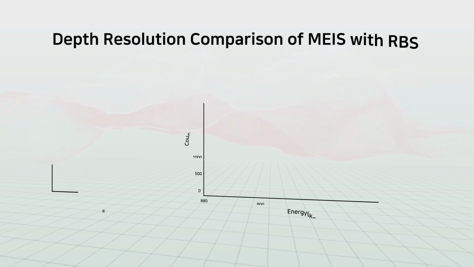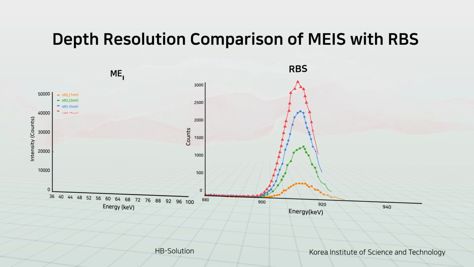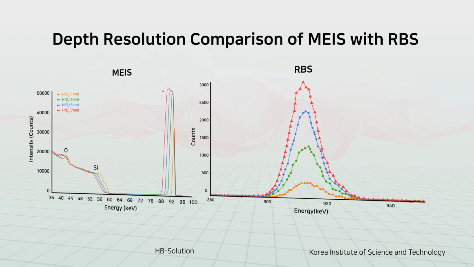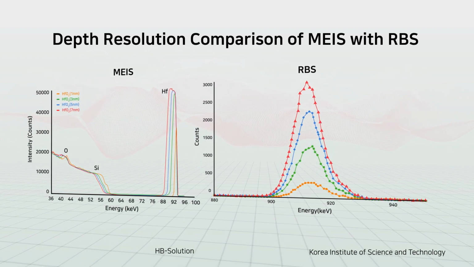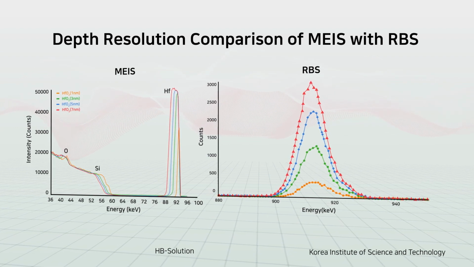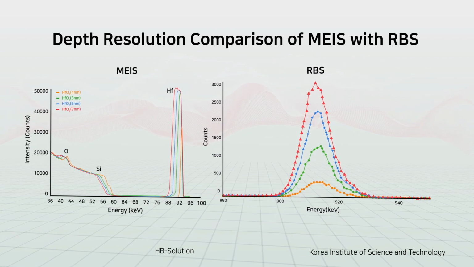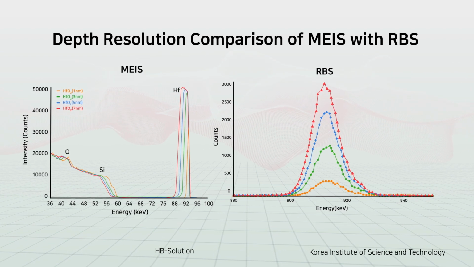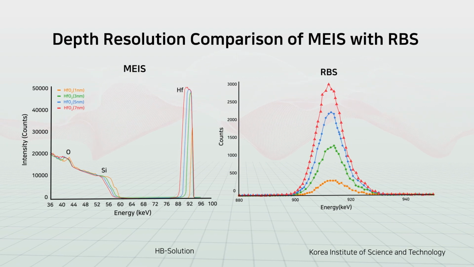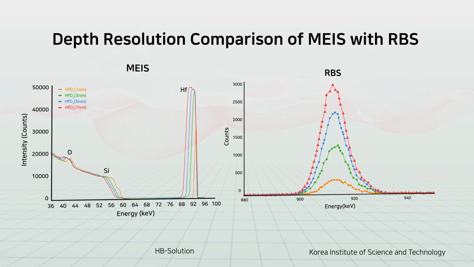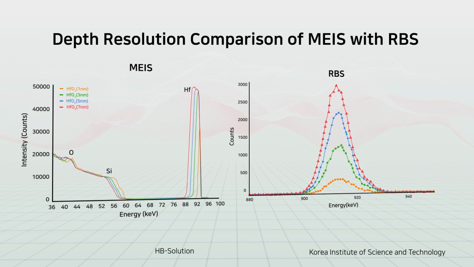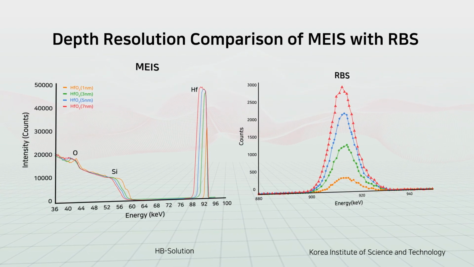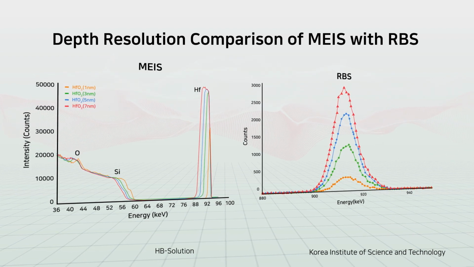These two graphs show the results of analyzing the same hafnium oxide sample with TOF-MEIS and RBS, respectively. The TOF-MEIS, as shown in the graph on the left, was able to analyze the composition and thickness changes in ultrathin films of a few nanometers. However, RBS uses an incident beam of 1000 kiloelectron volts on the same principle as MEIS and has a depth resolution of 10 nanometers or more. Therefore, only changes in hafnium quantification could be analyzed.